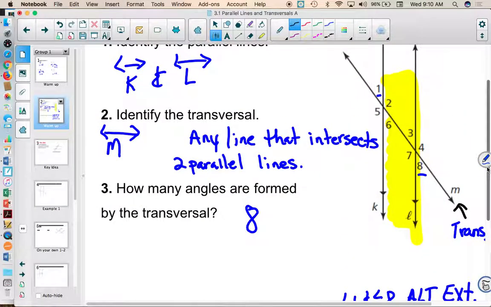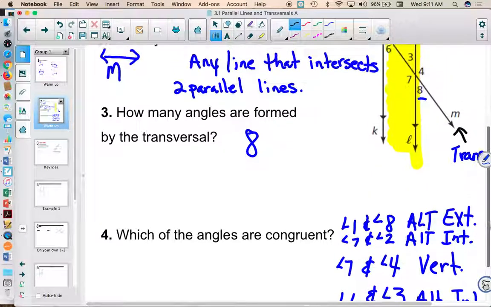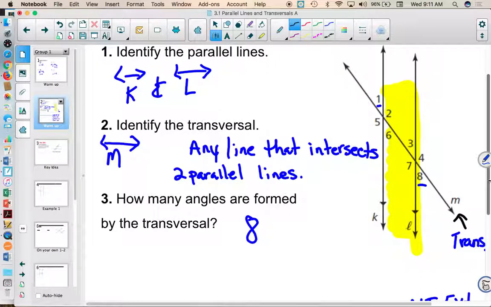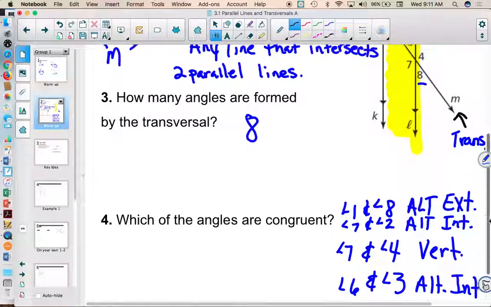Do I have any more? Cadence? 5 and 2. Angle 5 and angle 2. Why, Cadence? They're vertical. There we go. Angle 5 and angle 2 are vertical. Good. Lily, 5 and 4. 5 and 4, why? They're alternate exterior. There you go. Good.